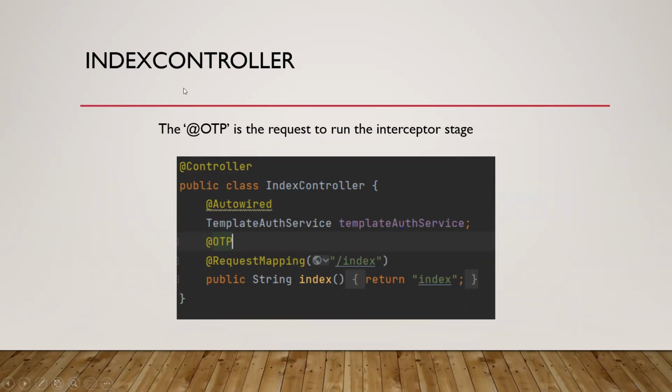Next, this is the index controllers. In the index controllers, we wrapped it with the OTPs. The OTPs is the OTP interceptors, which we introduced in the first part. Once they return the true value from the OTP interceptors, we can run the next functions.